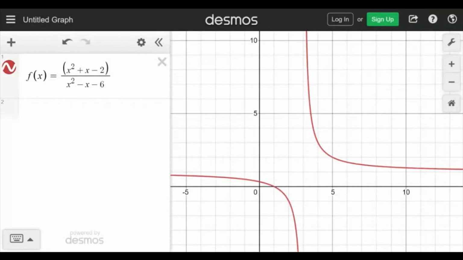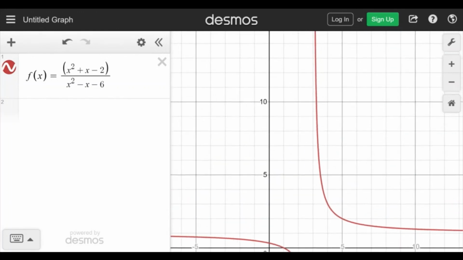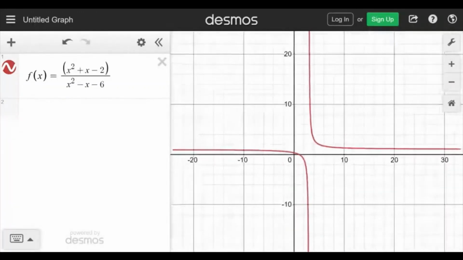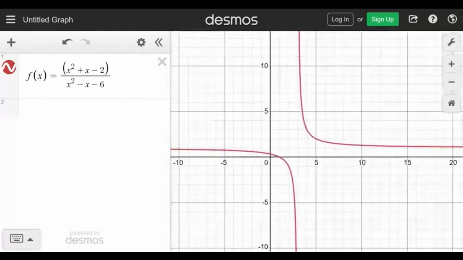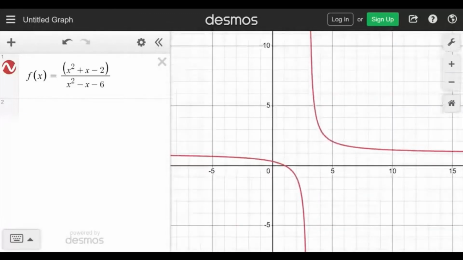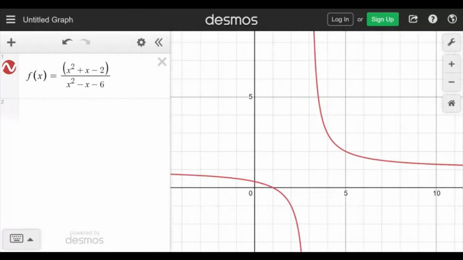Let's go to that first. I think it's 3. X equals 3 for the vertical asymptote. So notice it's never going to cross x equals 3. It's this imaginary vertical line that it will never cross. This is 3 right here on the x-axis. It's never going to cross this x equals 3.